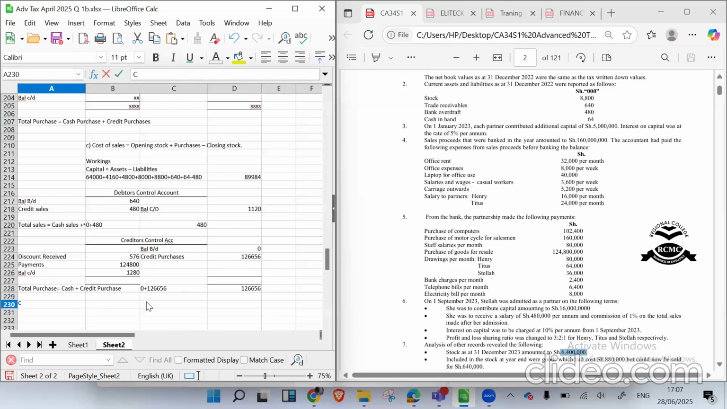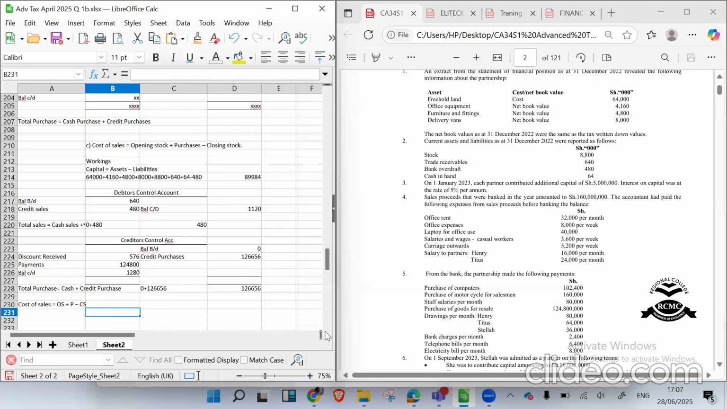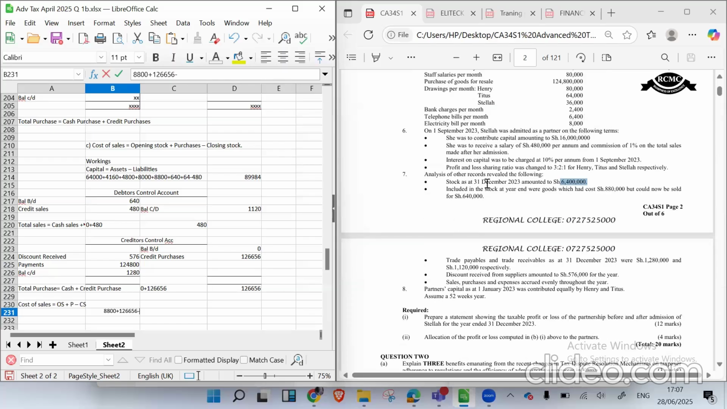Can we have the cost of sales? Opening stock plus purchases minus closing stock. Do you have our stock at the beginning? 8,800, right? Yes. Plus purchases of 1266.56 minus closing stock. Closing stock ilikuwa pale chini. The stock note number 7, 6,400.